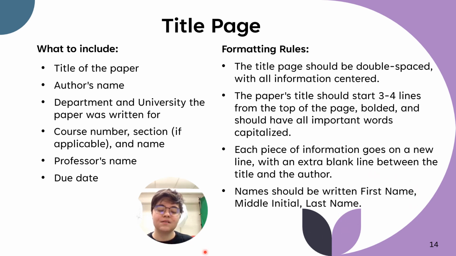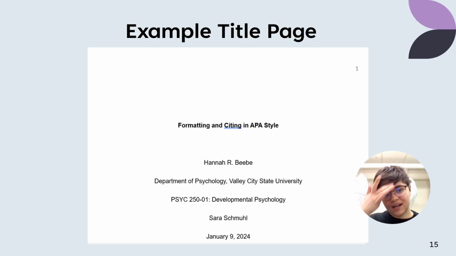Authors' names and the professors' names should be written first name, middle initial, last name. Of course, it's pretty difficult to visualize all of this information just by me saying it at you, so let's go ahead and look at an example. Here we have an example of a title page set up as if I were writing a paper about formatting and citing in APA style as an assignment for Psych 250.